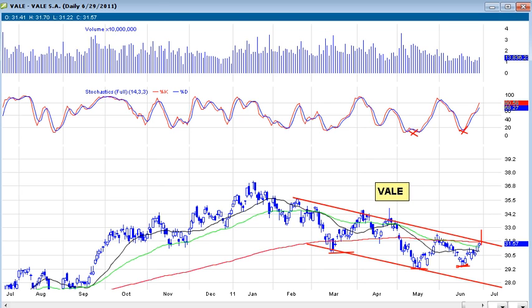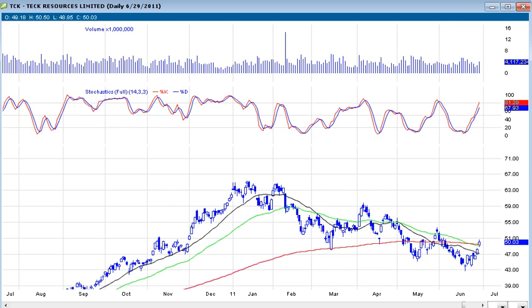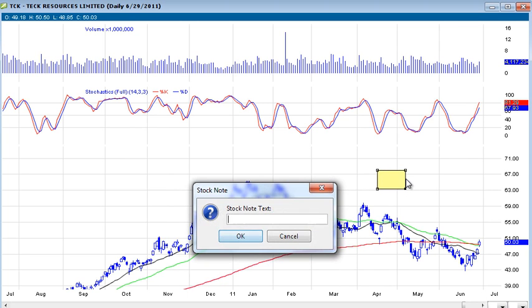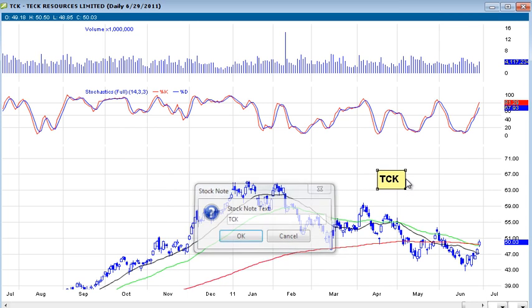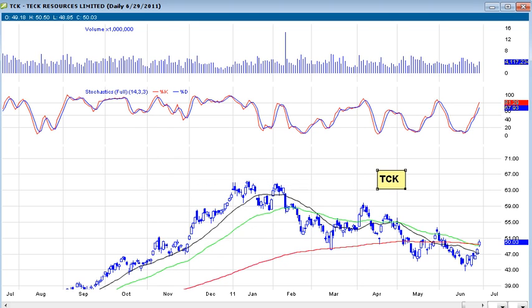TCK, very similar setup here. Stochastics still look okay. And again, another nice channel. We've been really killing the channels, and as long as we just have the patience to get our move, this is a high probability setup.